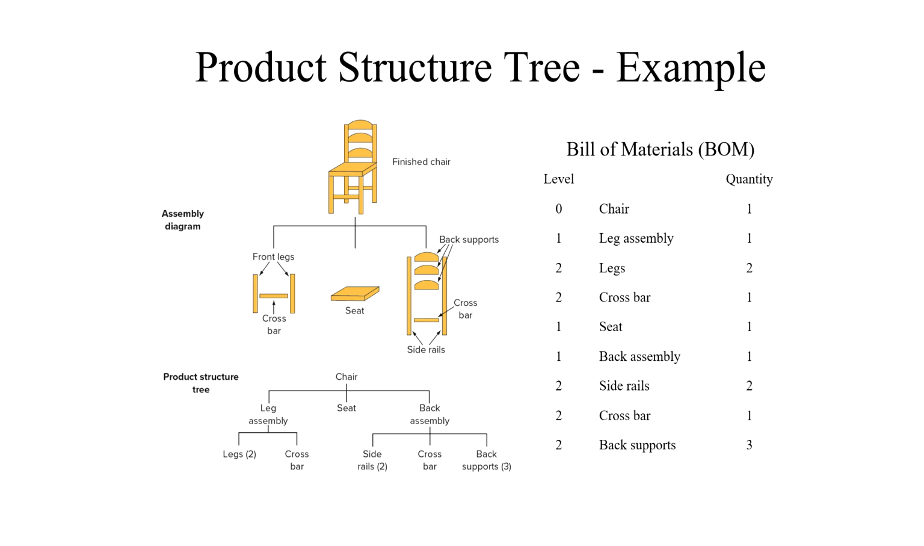This is a visual depiction, sorry, I was reading something. This is a visual example of the requirements in the bill of materials. So it's going to list all components by level. So level 0 is the finished product, level 1 is the next component, and so on. So the chair would then break down into multiple different components like our leg, the seat, and the back assembly.